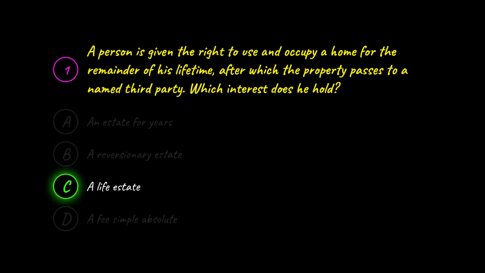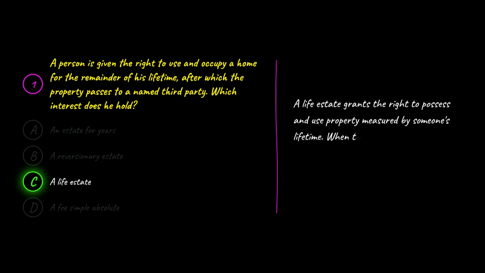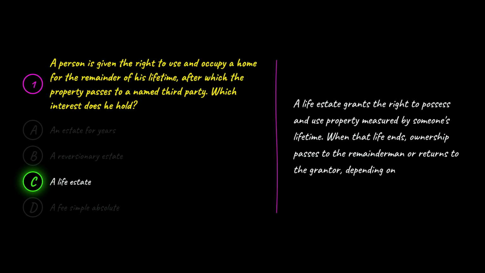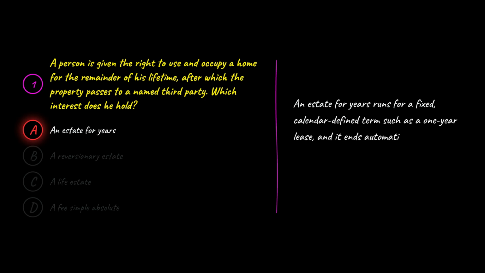The correct answer is C. A life estate. C is correct because a life estate grants the right to possess and use property measured by someone's lifetime. When that life ends, ownership passes to the remainderman or returns to the grantor, depending on how the estate was created. A is wrong because an estate for years runs for a fixed, calendar-defined term such as a one-year lease, and it ends automatically on a set date. A lifetime measure is not a fixed term, so this label is wrong.